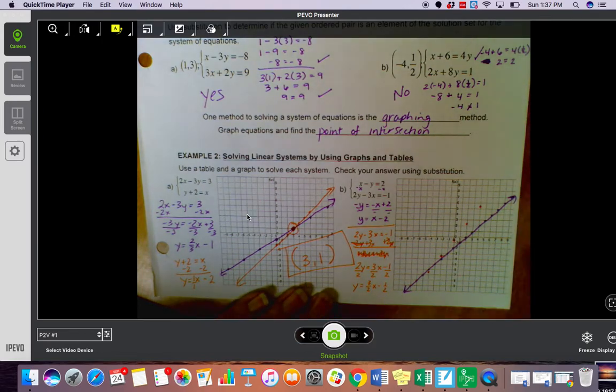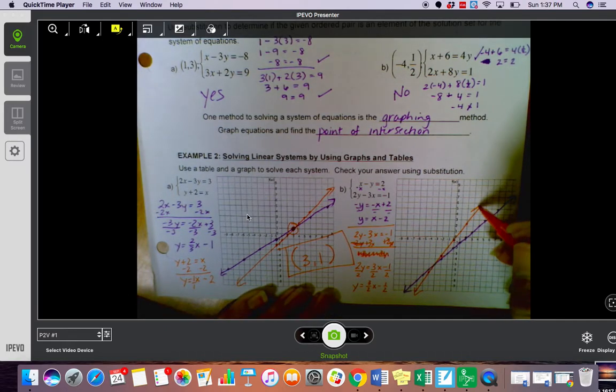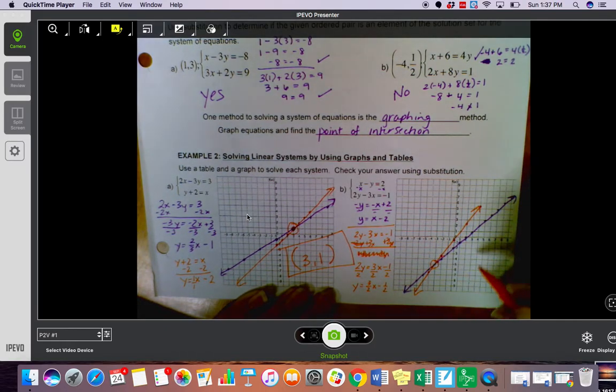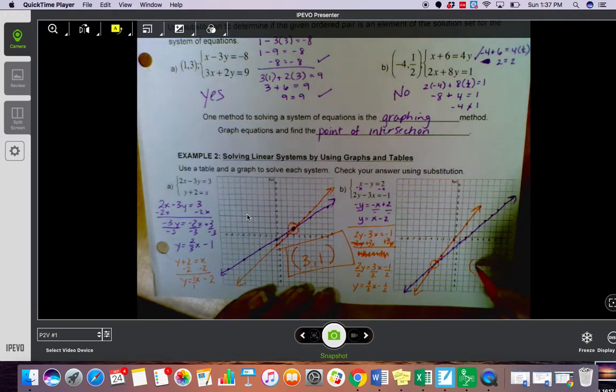And draw my line right here. And as you can tell, it goes through right there, which is 1, 2, 3, back 3, down 5. So (-3, -5) would be my answer.